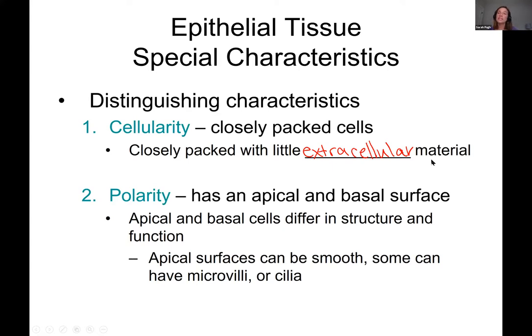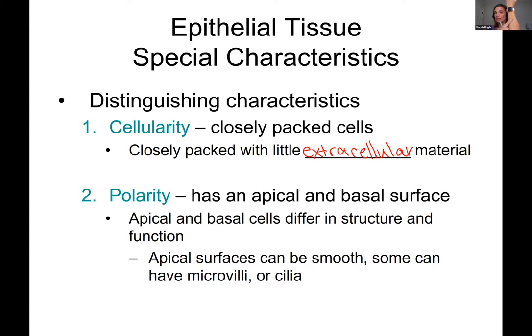The other characteristic is that it has a polarity. And that means that there's always going to be a surface that's free, that nothing is attached to. And then there is a surface where it is attached to something else. And so I'm going to give you an example of like your skin, right? This part of my skin that I am touching, this would be the free surface, right? There's nothing attached out here.